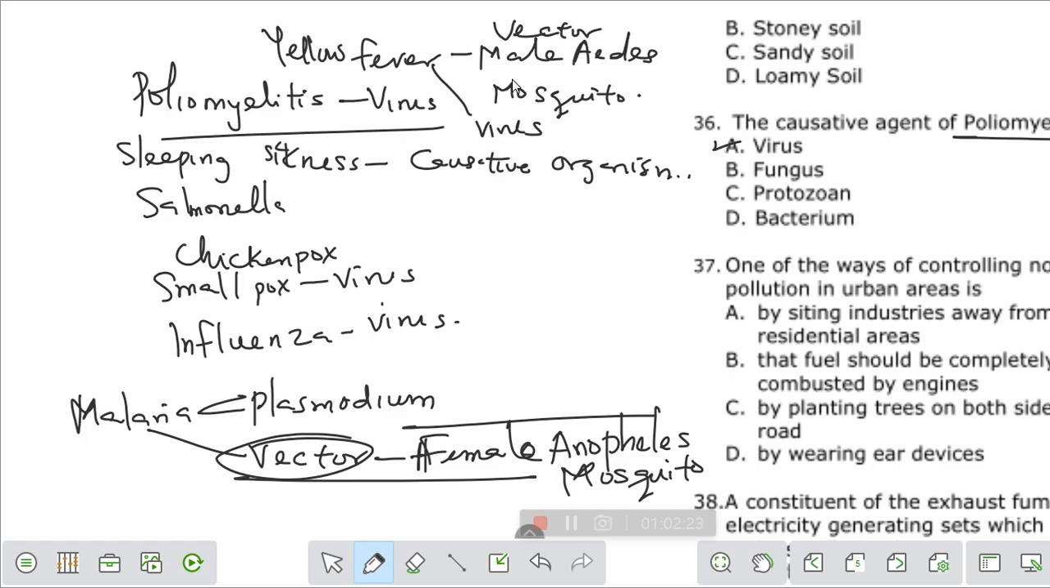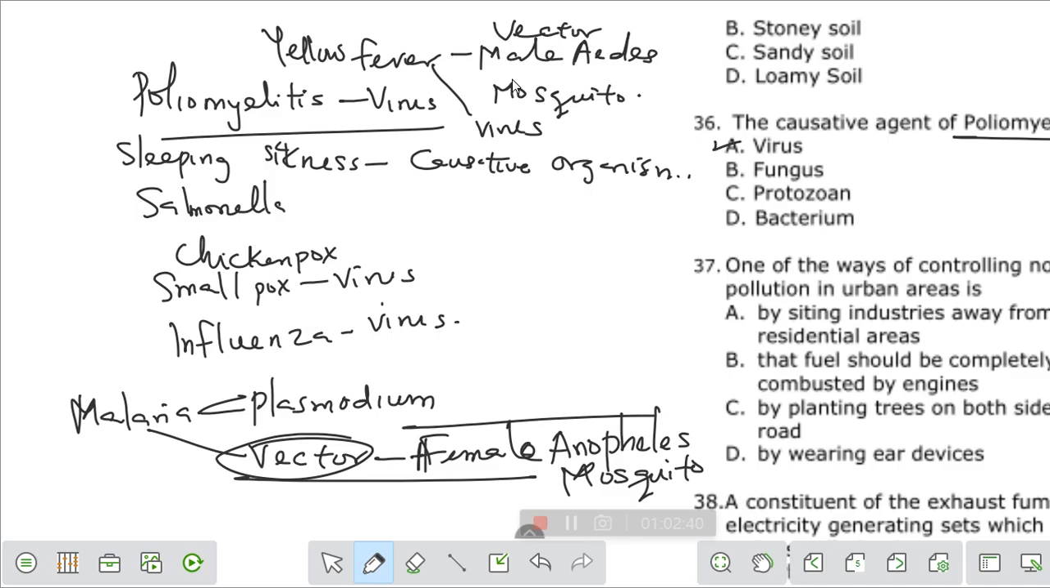Please, that's just it by the way. Let's continue. We are now in question 37. One of the ways of controlling noise pollution in urban areas is by siting industries away from residential areas.